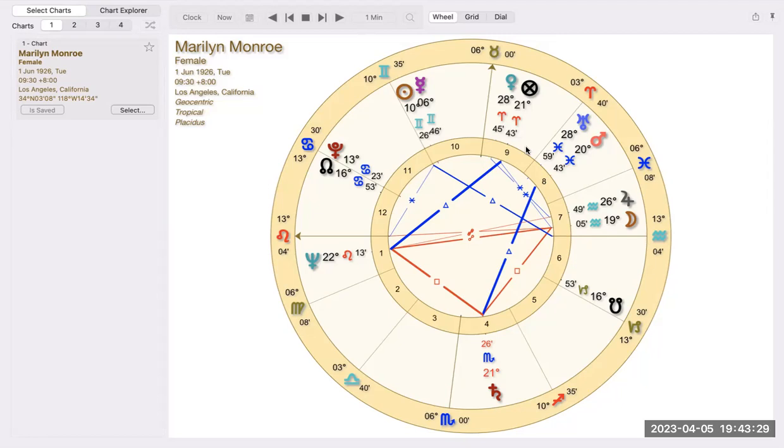So she spent most of her childhood in a total of 12 foster homes and an orphanage. Oh, wow. Okay, I didn't know that. That's pretty heavy. So maybe Mars in the 8th house is also about constant change.